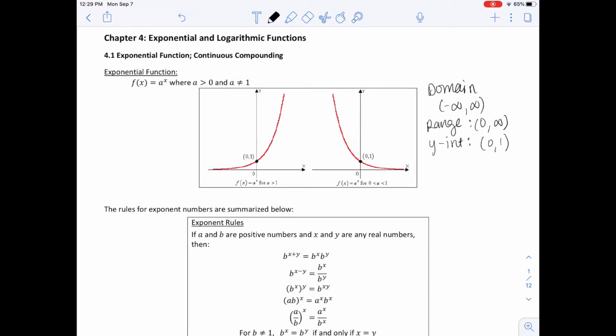The first one that we have is where a is greater than 1, and the second graph is where a is a fraction between 0 and 1. The first one is also called exponential growth, and we see that a lot in business. We also see a lot of exponential decay, which is that second graph that we have.